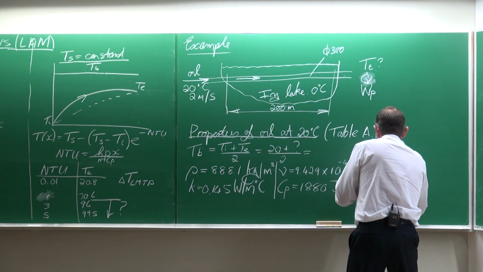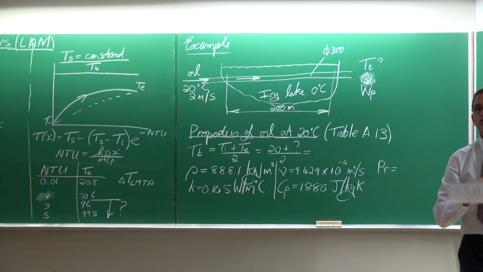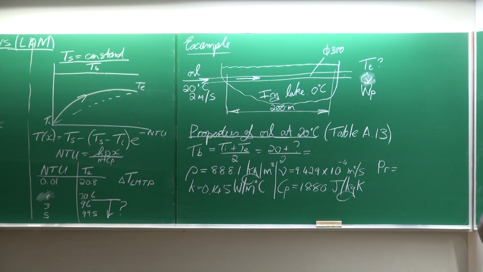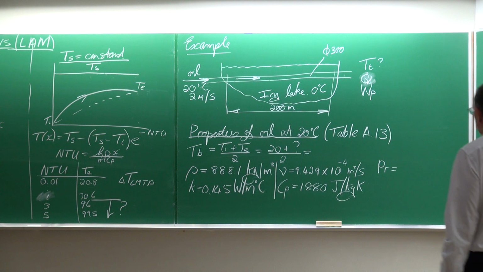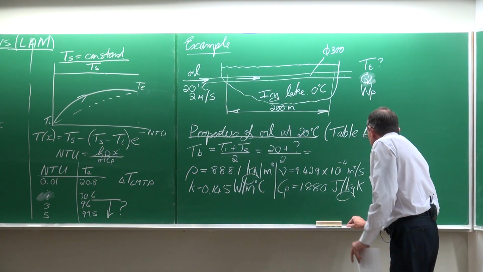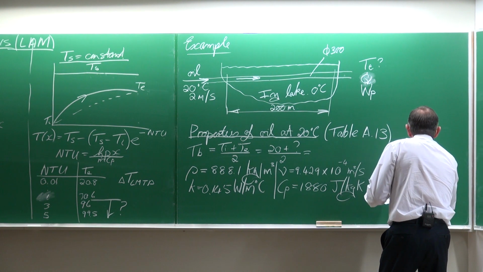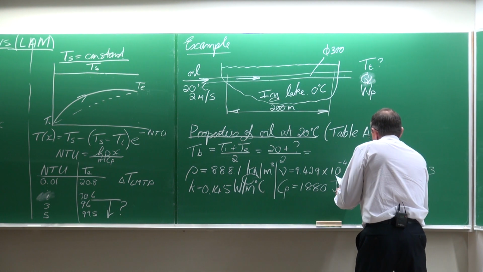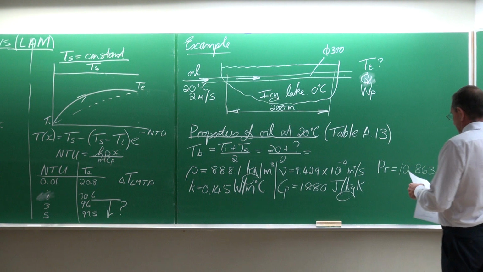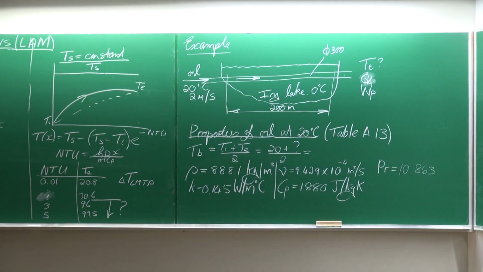The Prandtl number, for those of you who have your textbook here, I would really appreciate it if you can open it, because there's a lesson to learn. The Prandtl number is 10.863, and yeah, that's it. Those are the properties. For those of you who've got your textbook here, can you please take a look at it and see if you agree with me.